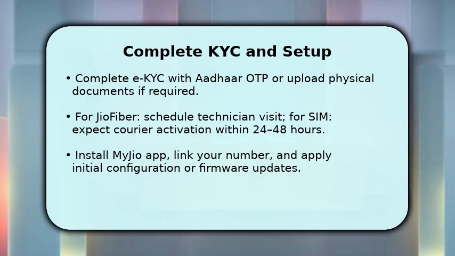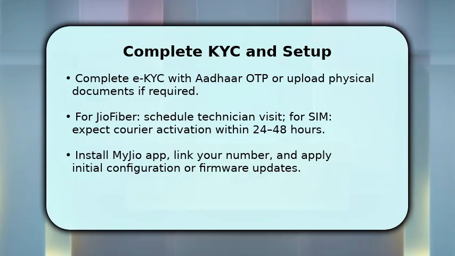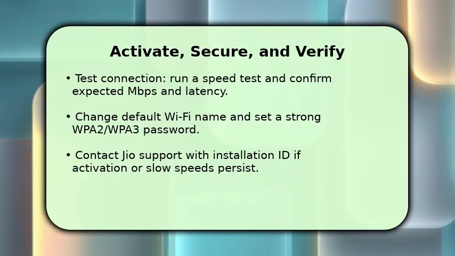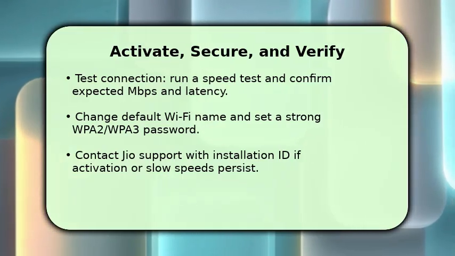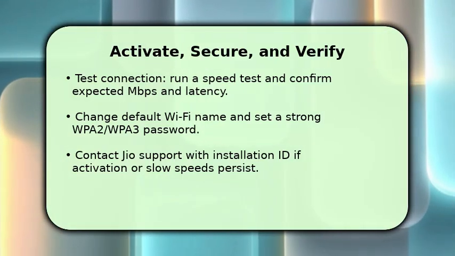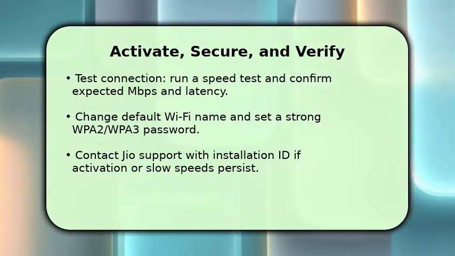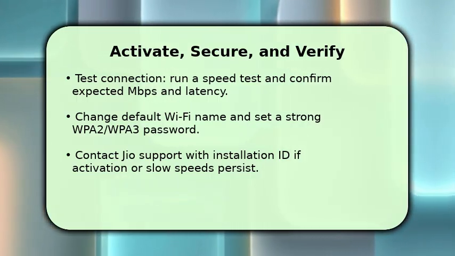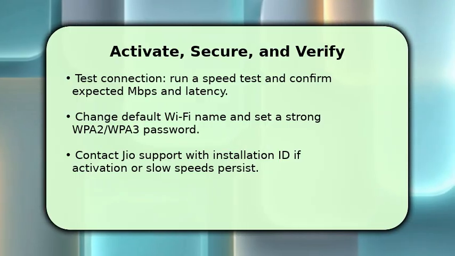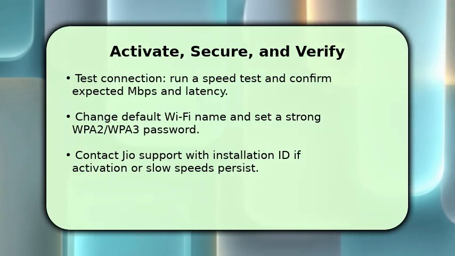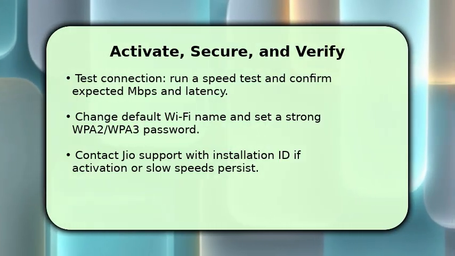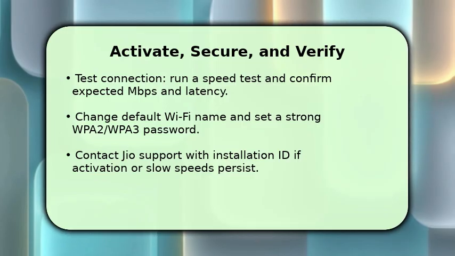Once the connection is live, verify it immediately, run a speed test, and open multiple sites to confirm consistent performance. Change the router's default SSID and set a strong WPA2 or WPA3 password to prevent unauthorized use. This also stabilizes throughput. If you face issues, reboot the ONT/router and retry.